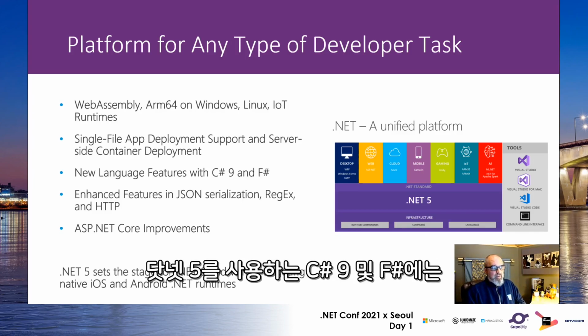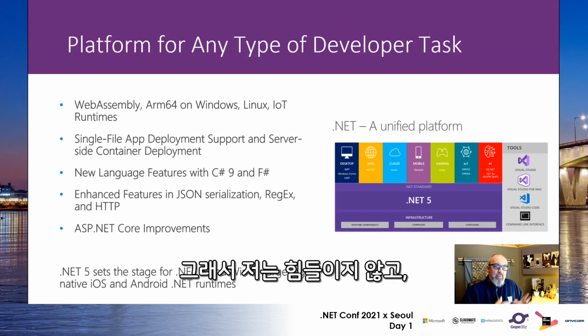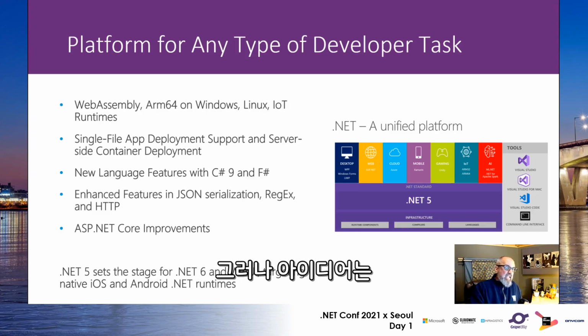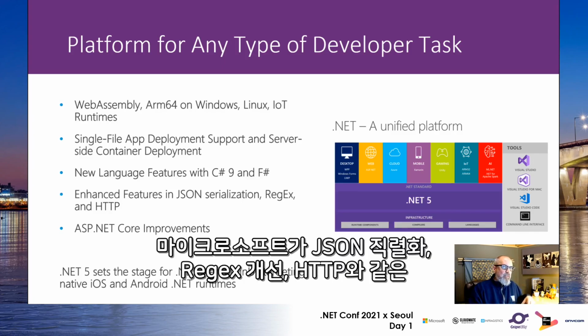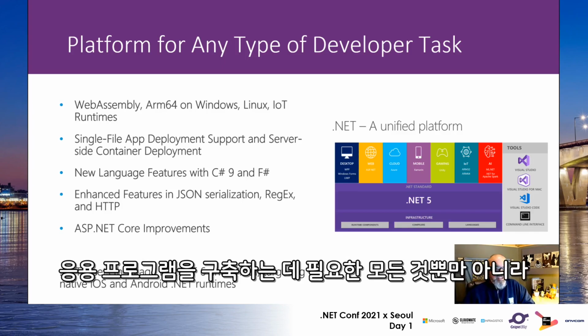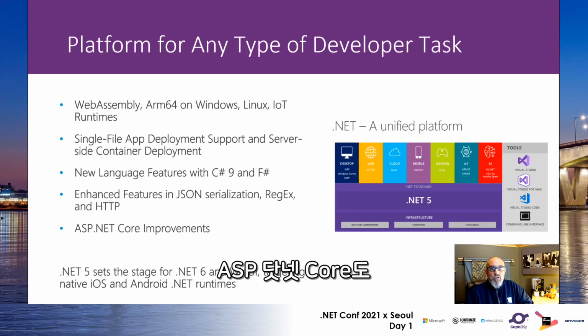There's a slew of new features in C# 9 and F# with .NET 5, and I'm not going to belabor and go into all of those today. But the idea is Microsoft is not only improving the framework capabilities like JSON serialization, regex improvements, HTTP, all of these things that go into building an application, but the language also improves as well. And then ASP.NET Core, which we've had for a couple years, also gets additional improvements.